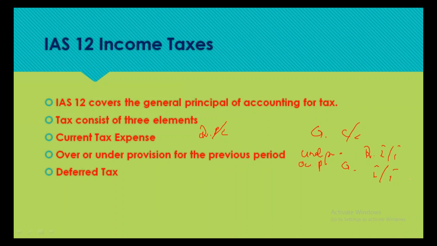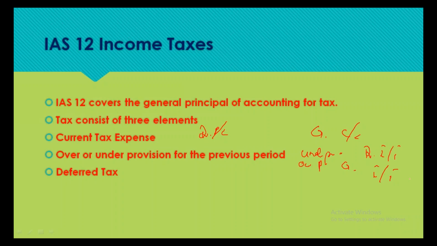Now I will tell you again. When it is under provision, that means last year you have under provided. That difference you will charge to the next year's income tax expenditure account. You will add it. If the next year's expenditure is estimated at 40,000, you will add the 2,000 under provision, and you will make the next year income tax expenditure 42,000.